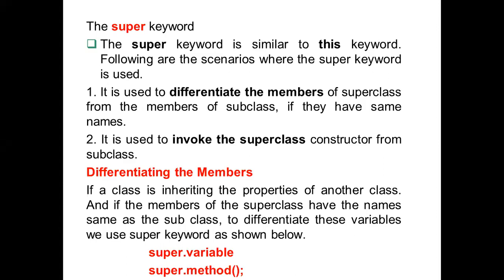First, it is used to differentiate the members of the superclass from the members of the subclass if they have the same names. Assume that the base class, the superclass, and the child class have variables with the same names. If you are required to differentiate, we can use the keyword super. Use super dot variable name. If you want to differentiate the method, super dot method, you can call it directly. This is the first use of the super keyword. This was also asked earlier as a 4 marks question.